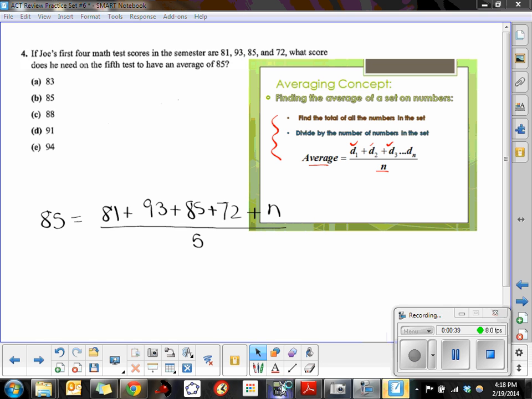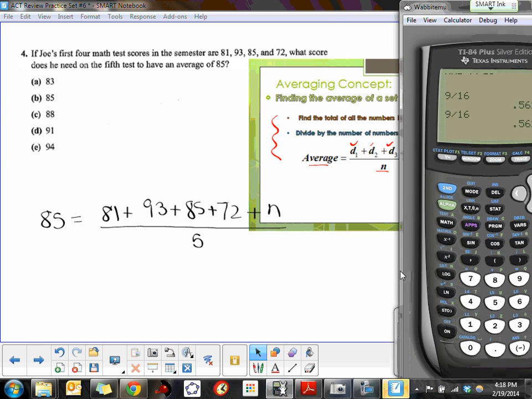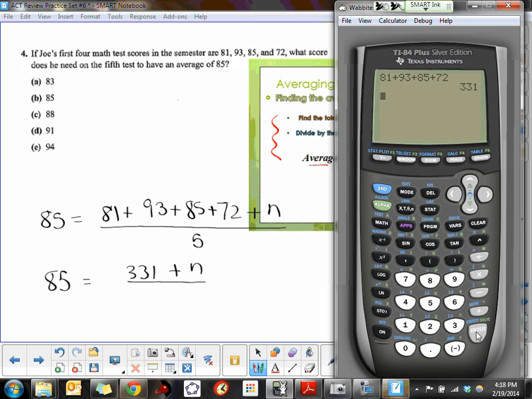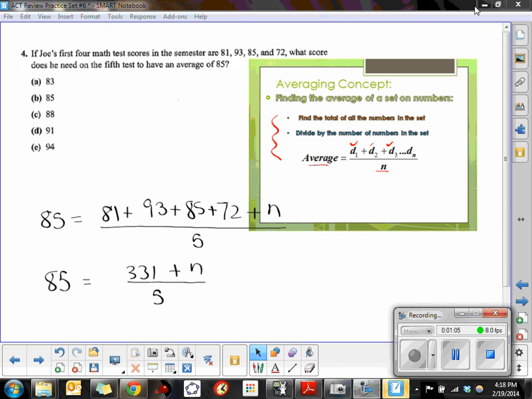So in order to solve this, we're going to add up the test scores that we already know. So clear that out. We have 81 plus 93, 85, and 72. That's the total of the test scores that he has so far. So in all, right now, he has a total of 331 points plus his last test divided by 5 has to equal an 85% average.